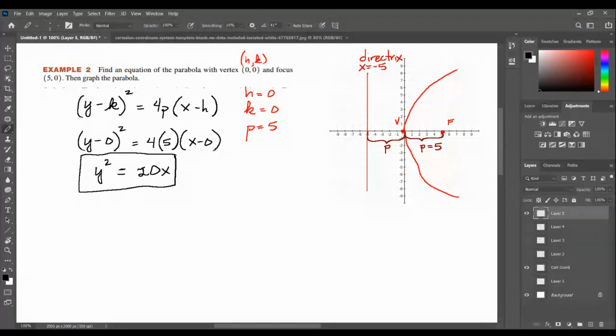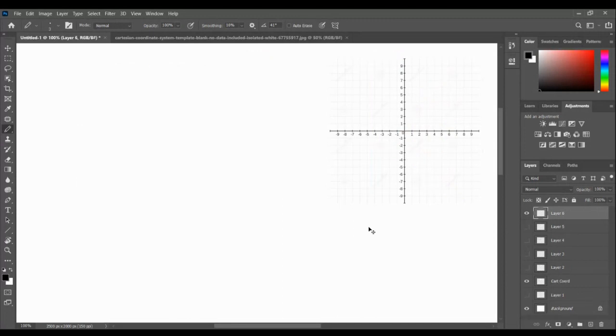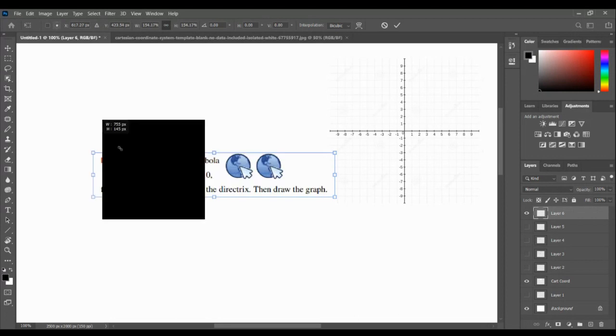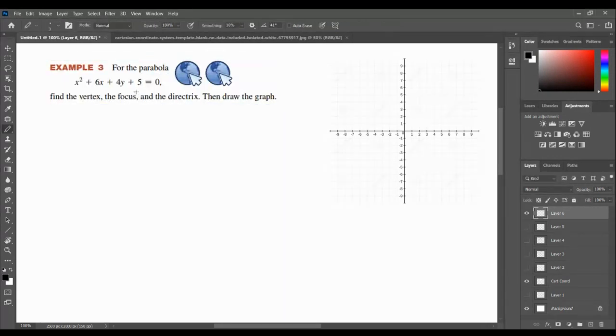Now, I did mention that we were going to be completing the square, and I definitely want to work through one of those problems before it gets too late, to make sure that you see how I'm doing it so that you can do something similar. So let me grab a problem like that. So we've got this parabola. We're asked to find the vertex, the focus, and the directrix, and then draw the graph.